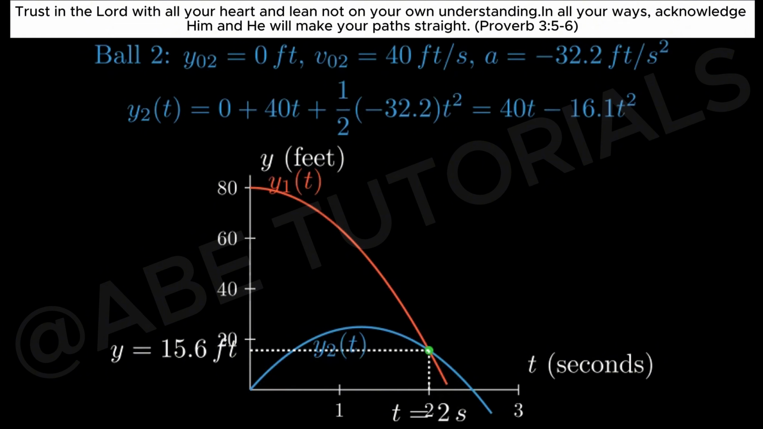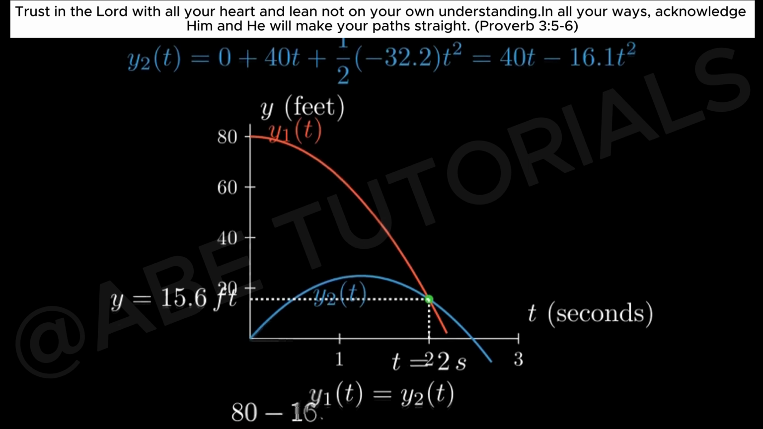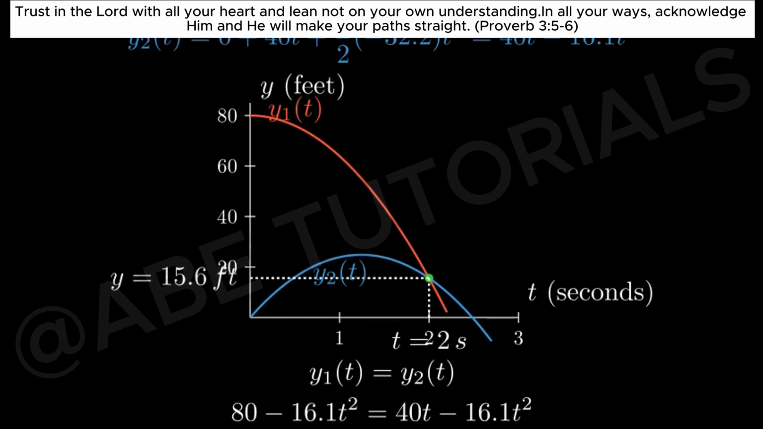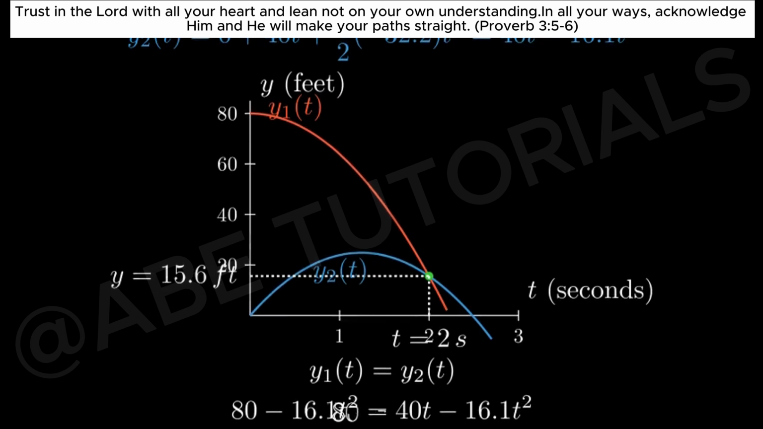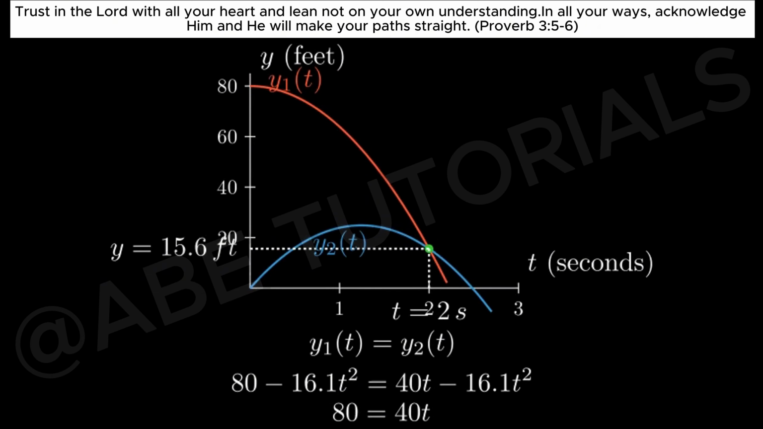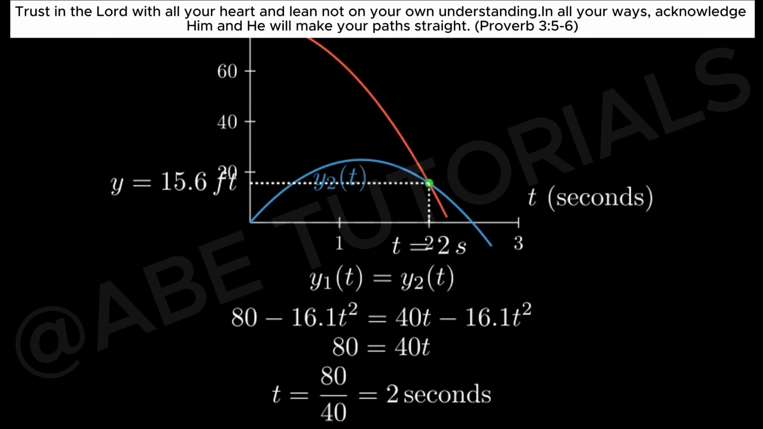Now that we have both position equations, we can find when the balls meet by setting them equal to each other. Setting y1 of t equal to y2 of t gives us 80 minus 16.1 t squared equals 40t minus 16.1 t squared. The t squared terms cancel out, leaving us with 80 equals 40t. Solving for t, we get t equals 80 divided by 40, which equals 2 seconds.